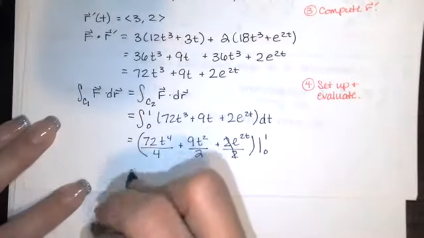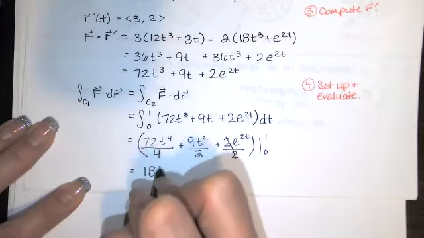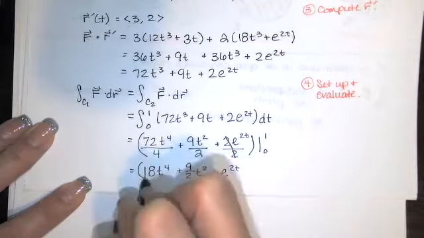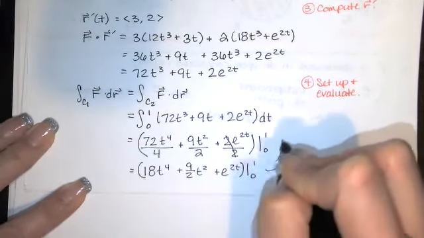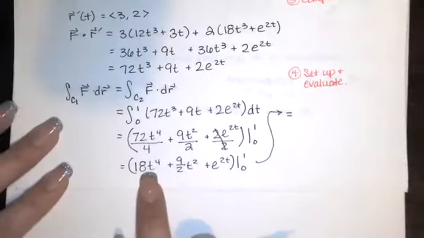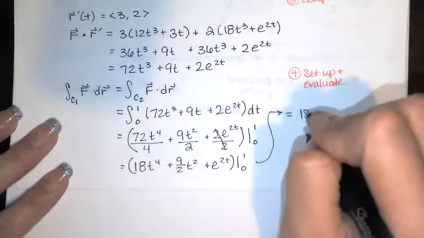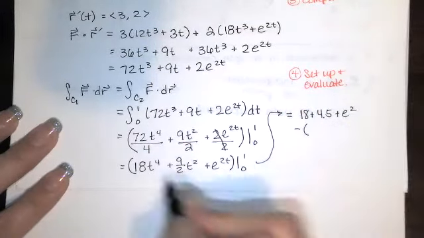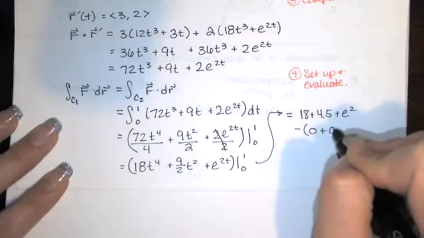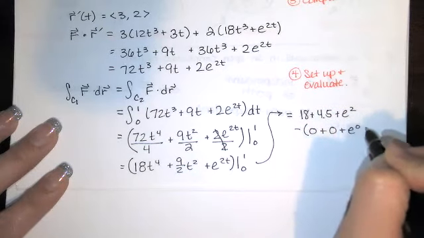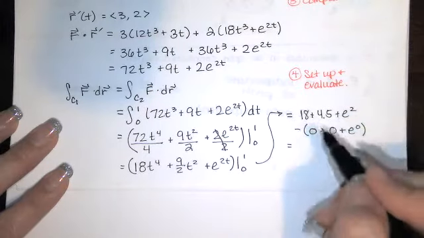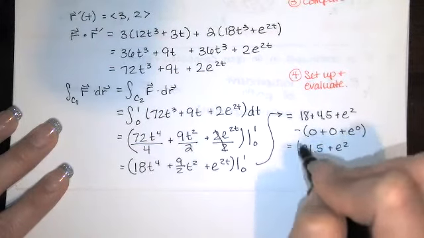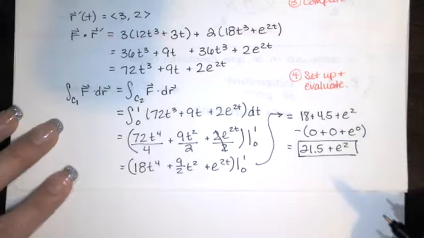Now 4 goes into 72 18 times. So it looks like we're going to get, when t equals 1, 18 plus 9 over 2, so that's 4.5, plus e squared, minus, if we evaluate this at 0, we get 0 plus e to the 0, which is 1. So we end up with 22.5 minus 1, so it's 21.5 plus e squared. That's our line integral.